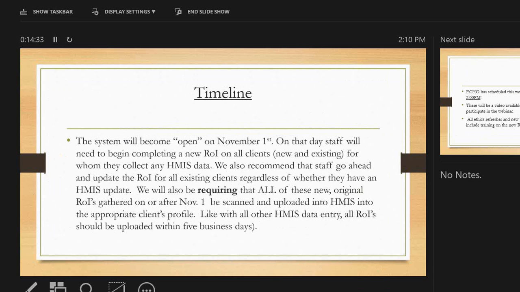One big switch for this new system is that we are now requiring that all of these new original ROIs that are gathered on or after November 1st be physically scanned and uploaded into the HMIS system and actually attached to the appropriate client's profile. So like with all other HMIS data entry, ROIs are going to be treated like any other data element, and the expectation will be that it's uploaded into the system within 5 business days.